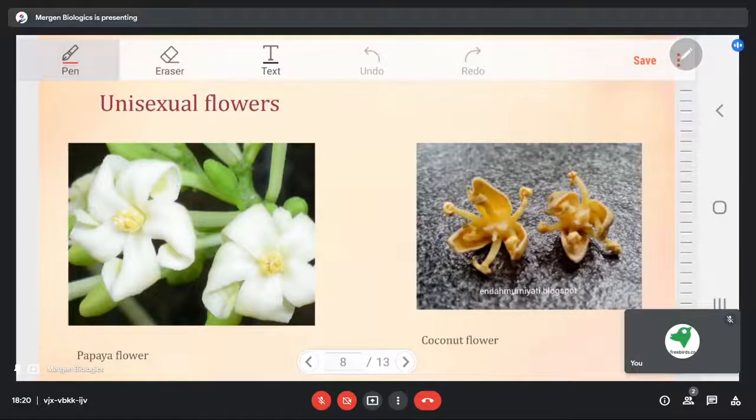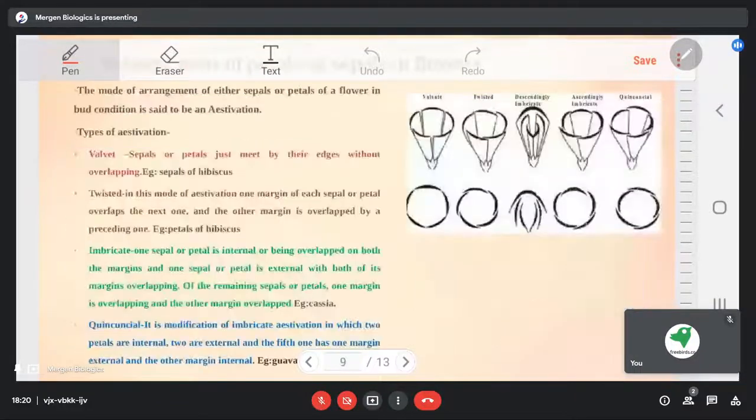Now, I have told you about all the flower parts. I have told you about the arrangement of sepals and petals, and that hibiscus sepals are valvate, and then hibiscus petals are twisted. So these are the four estivations, or arrangements of sepals or petals in a flower: valvate, twisted, imbricate, and quincuncial. For valvate, you can get a very clear view here.